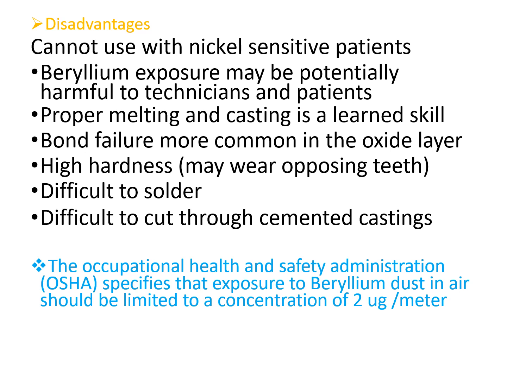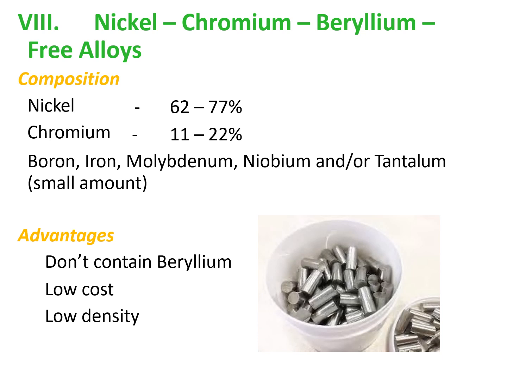The Occupational Safety and Health Administration (OSHA) specifies that exposure to beryllium dust in air should be limited to a concentration of 2 micrograms per cubic meter. So, the nickel chromium beryllium-free alloys. They contain nickel up to 77%, chromium up to 22%. Other than that, boron, iron, molybdenum, niobium, and tantalum.